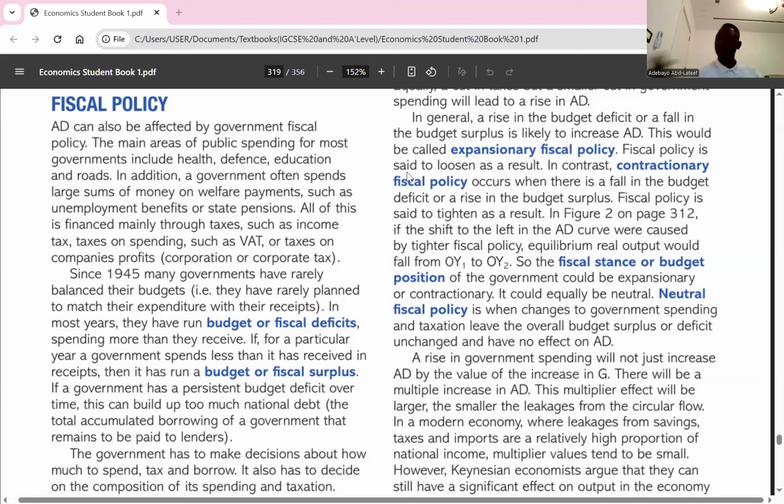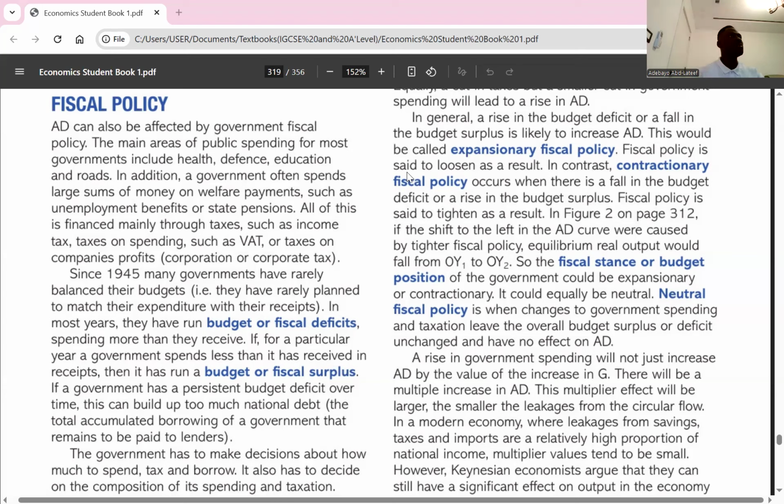So here I wrote fiscal policy. This involves government using spending and taxation to influence the economy. Government spends on the following areas: education, healthcare, defense, welfare payments, such as pensions and unemployment benefits. So the use of fiscal policy is to increase the AD.